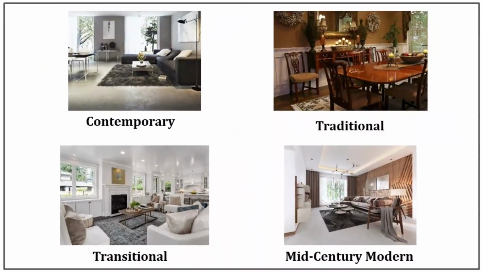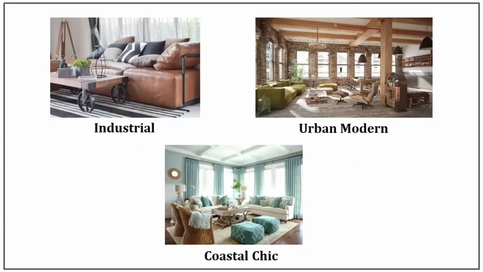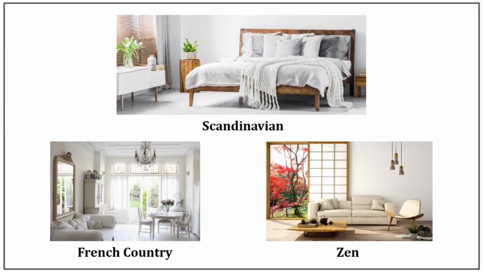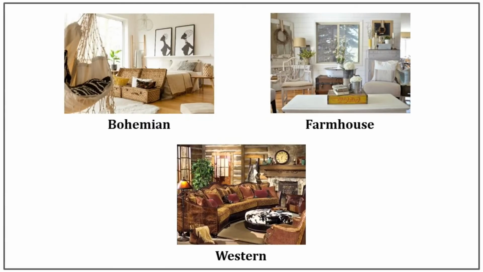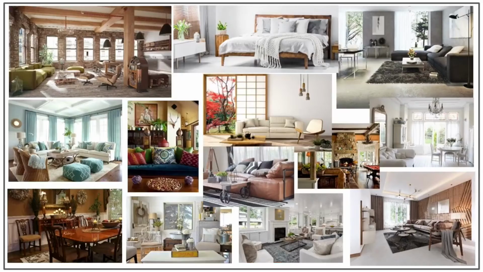First, we have contemporary, then traditional, transitional, mid-century modern, industrial, urban modern, coastal chic, Scandinavian, French country, Zen, bohemian, farmhouse, and Western. Now go ahead and jot down the style or styles that most appeal to you, or that most closely reflects the style that you already have going on in your home, if you want to stay with that style, of course.